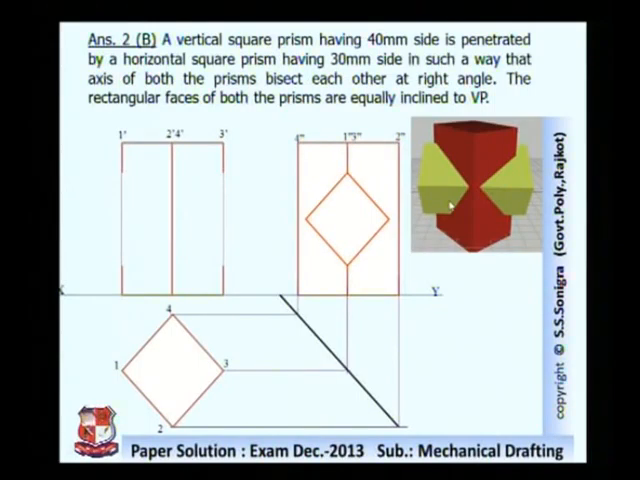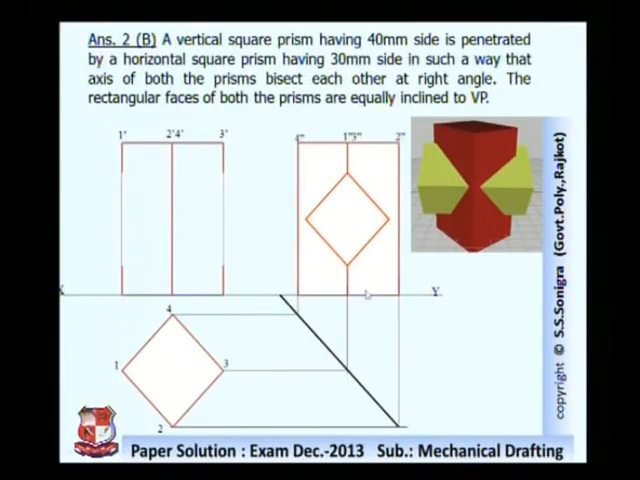Which is a square prism, and the axis bisects this one. So find the midpoint of this height, the midpoint of this axis somewhere here, and from that draw a square prism like this, such that all four sides are inclined at 45 degrees with the xy line.